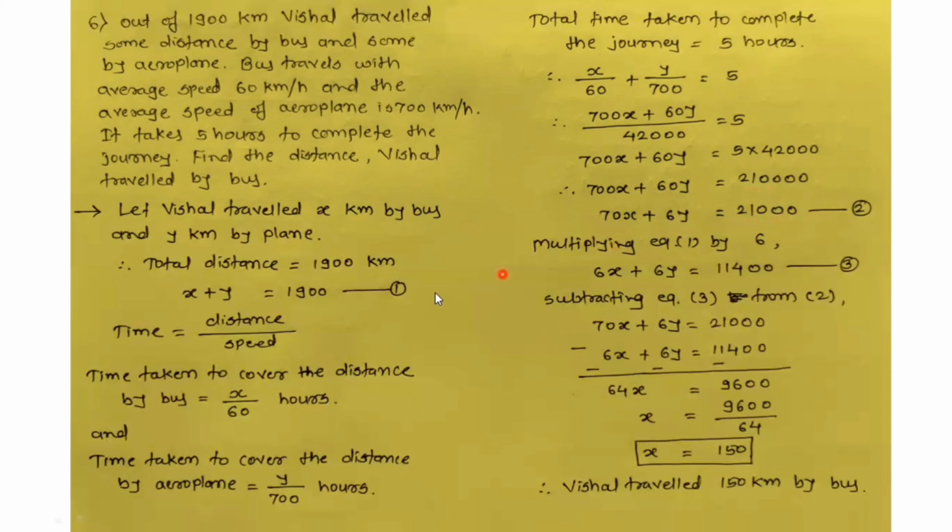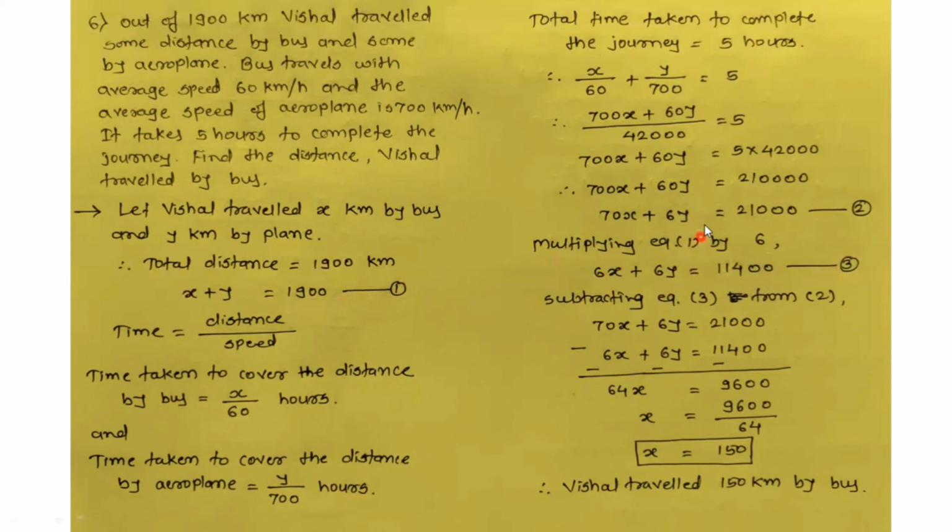If we compare equations 1 and 2, we have to solve these simultaneous equations. So we multiply equation 1 by 6 so as to make the coefficients of y equal. If we multiply equation 1 by 6, we get 6 into x, that is 6x, plus 6 into y, that is 6y, is equal to 1900 into 6, that is 11,400. We will call this equation number 3.